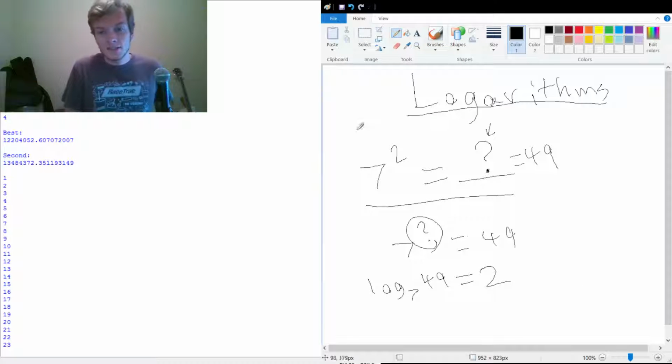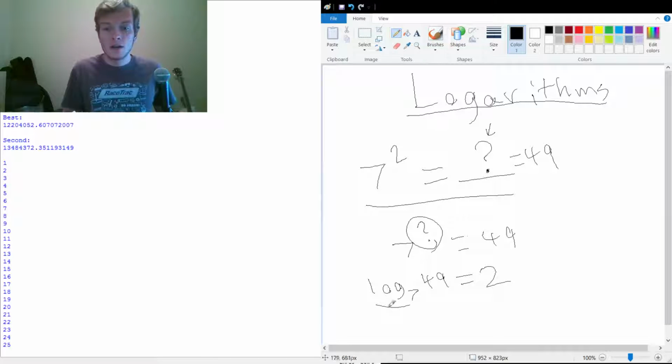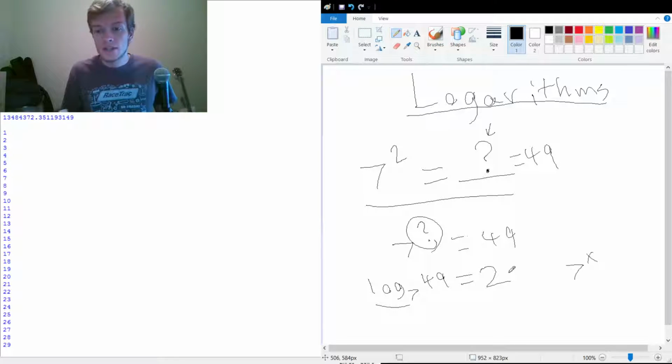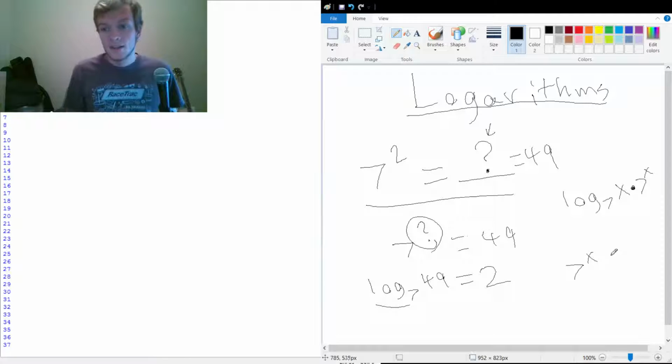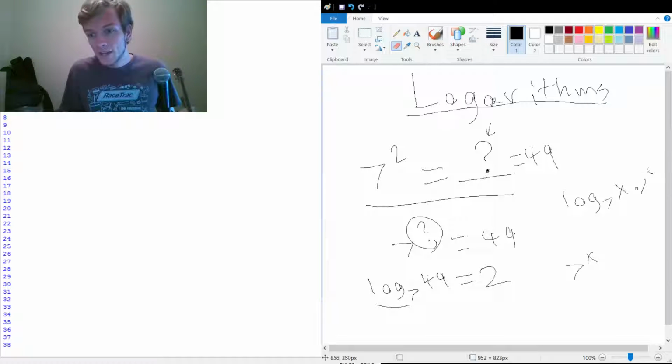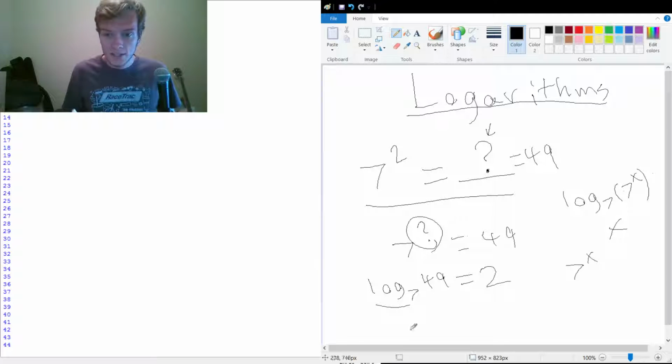This is an interesting idea because it means that log base 7 is actually the inverse of 7 to the x. So if we take the log base 7 of 7 to the x, then we should get x, right? Because this is essentially log base 7 of 7 squared. So this would be our x term, and it becomes the answer.